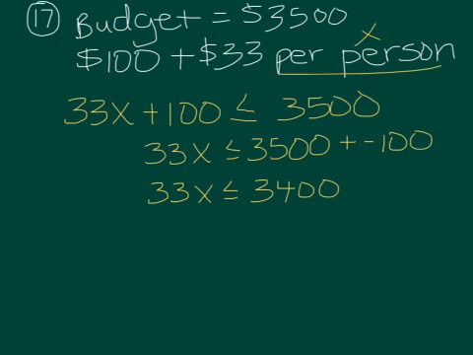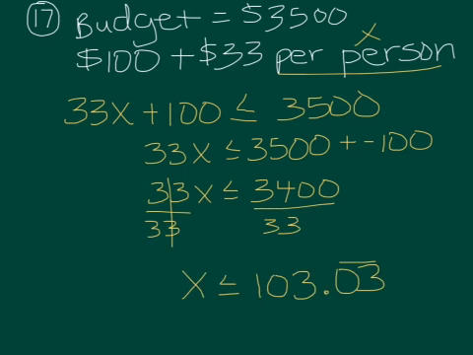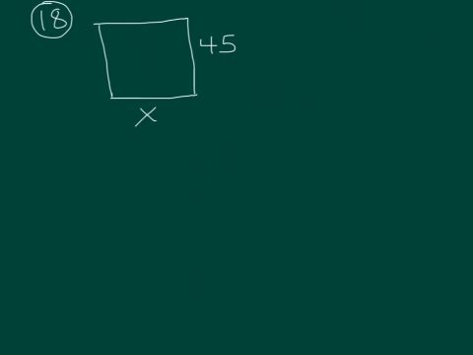Now I'm going to divide both sides by 33. So when I divide, I get 103.03 repeating. So the greatest number of people that they can invite to their reception is just 103. You can't have 0.03 of a person, and I can't go over 103 because that's going to make me go over $3,500.